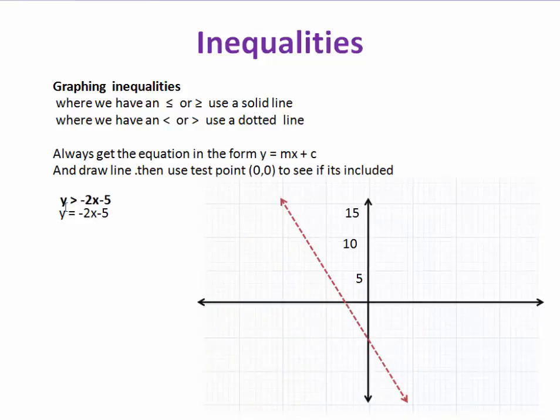So any points in this area that we've shaded are solutions. Now we've got y is greater than minus 2x minus 5. Think of this as y equals minus 2x minus 5. Draw a couple of points. There's no equal sign in this inequality, so we draw it as a dotted line.